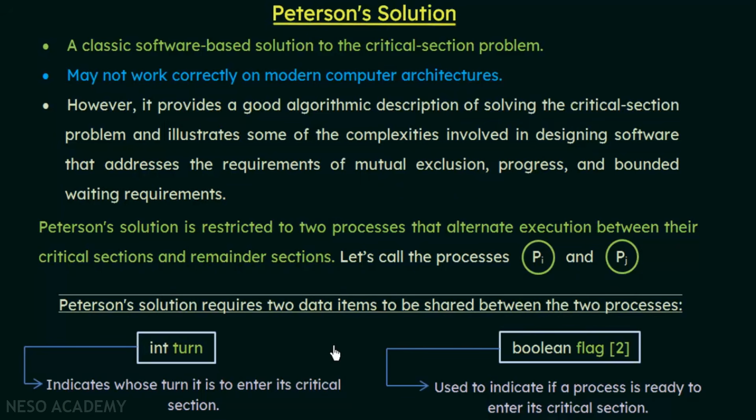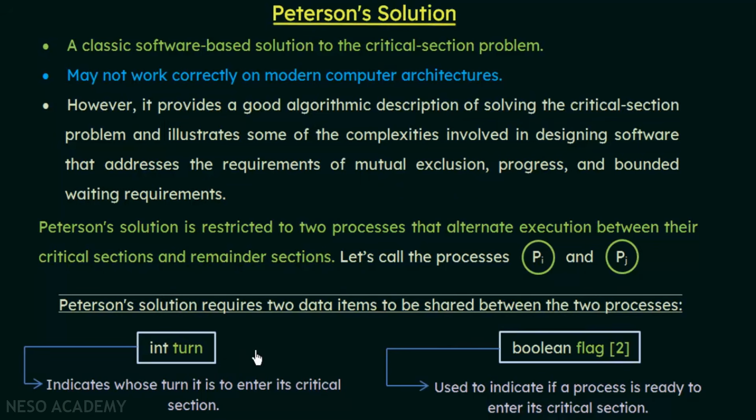So in this Peterson solution, when a process wants to enter its critical section, it will set its flag equal to true. So let's say Pi wants to enter its critical section, then it will set flag of i equal to true, indicating that process Pi is ready to enter the critical section. Alright, so that's what happened in the flag variable. Now what about turn? When Pi wants to enter its critical section, it will set the turn variable equal to the other process. That means it will set turn equal to j.